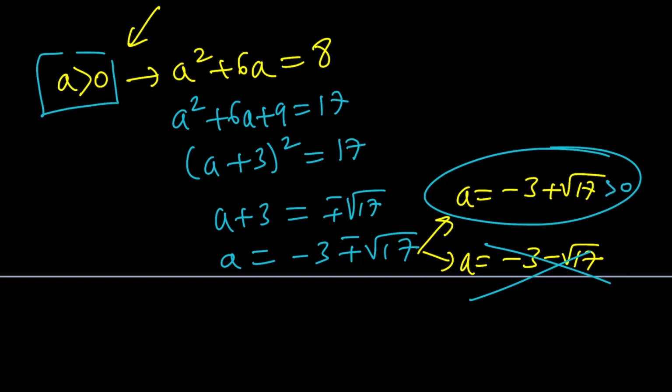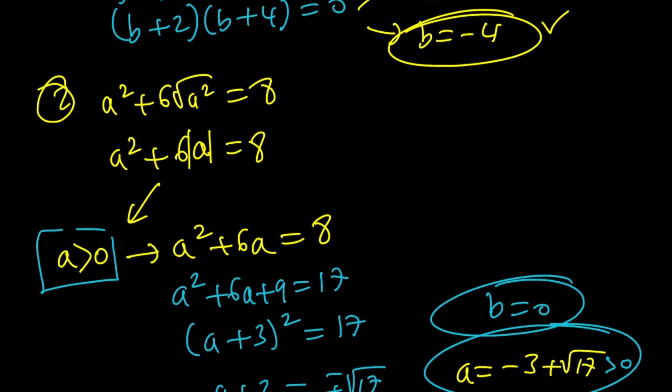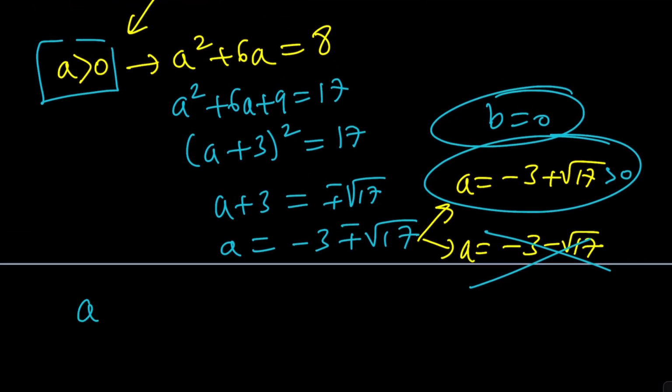But where does this come from? B equals 0. Remember that? So they'll basically be together. Make sense? Let's go ahead and take a look at the second case, which is a is less than 0. What happens if a is less than 0?